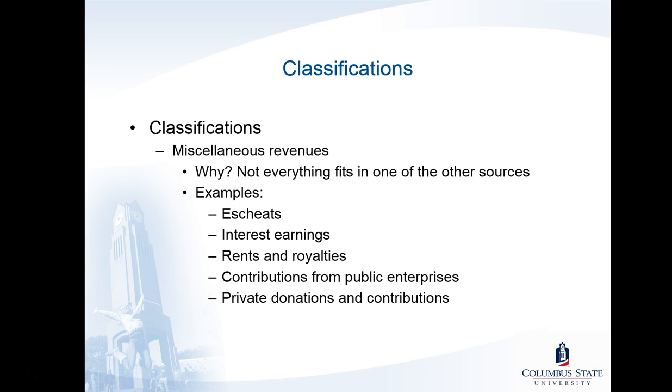Miscellaneous revenues. I hate miscellaneous accounts, but they have to exist because not everything fits into one of the other primary sources. Examples of things that don't is something called an escheat, which is property that's turned over. It belonged to someone else, but they can't be found. So another term for escheat is abandoned property. Interest earnings, rents and royalties, contributions from public enterprises, private donations and contributions are examples of miscellaneous revenue classifications.